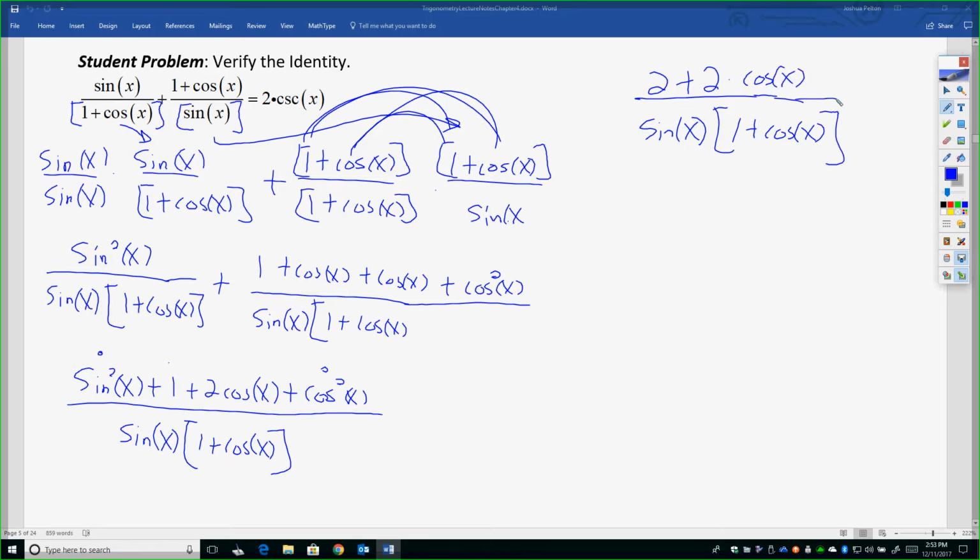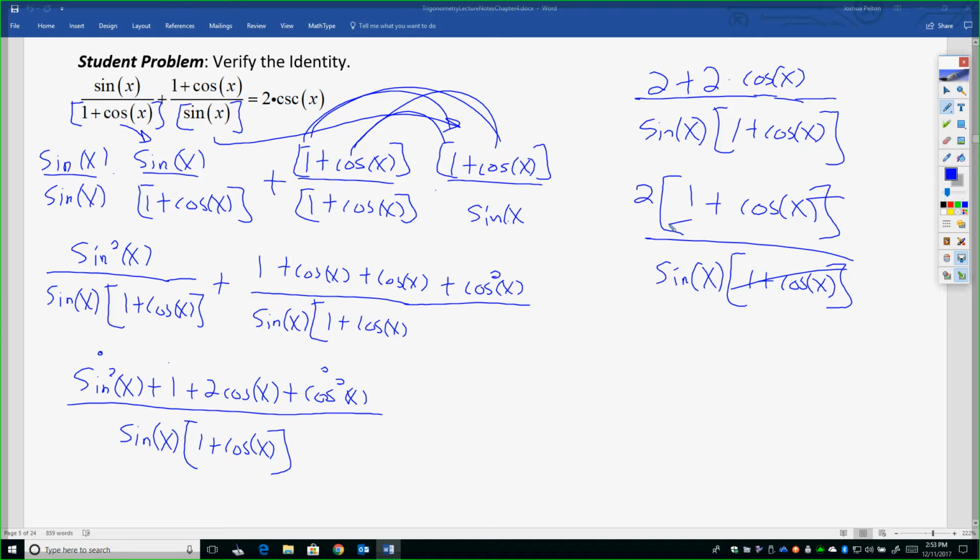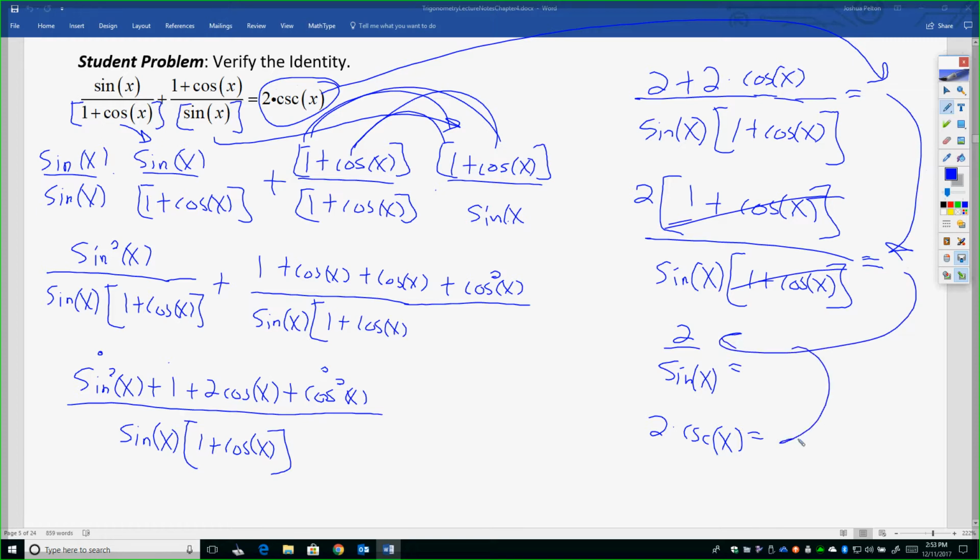Okay, and the numerator has a common factor of 2 we can factor out. So that's going to be 1 plus cosine all over sine times 1 plus cosine, which is now a common binomial that can cancel, leaving me with 2 over sine. The reciprocal of sine is cosecant, so I'm left with 2 times cosecant, which just happens to be what I was looking for here. You're welcome to recopy that if you want, but we got our answer. Okay, let's go to the next problem.